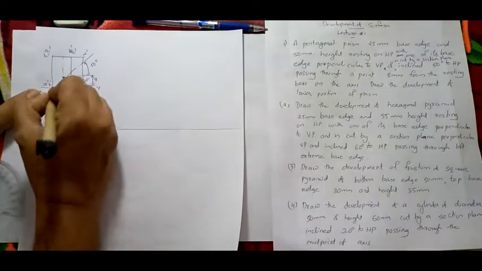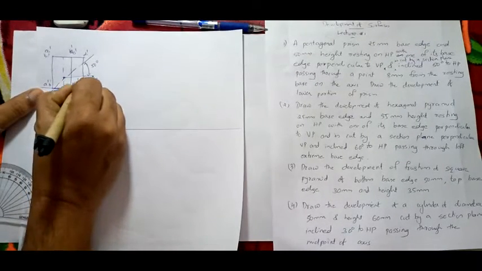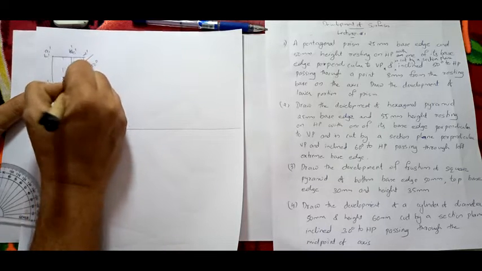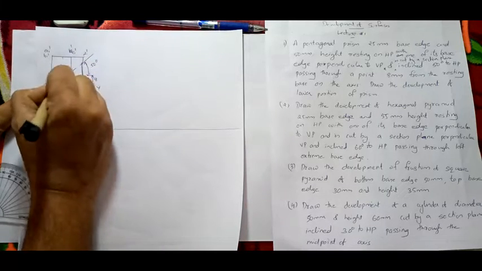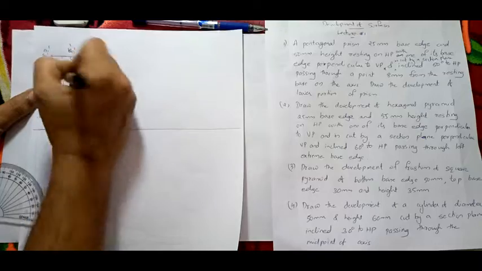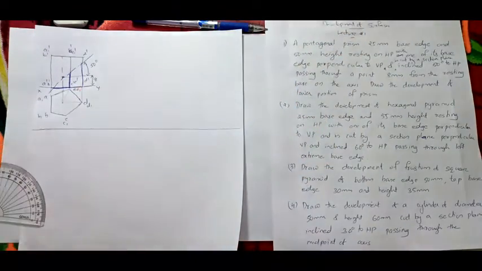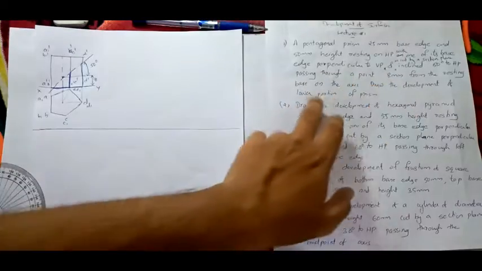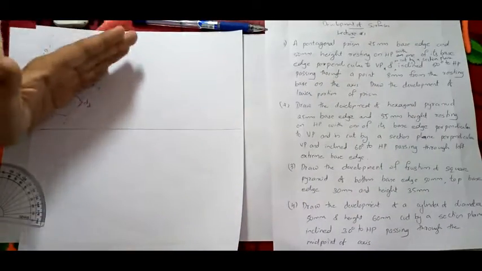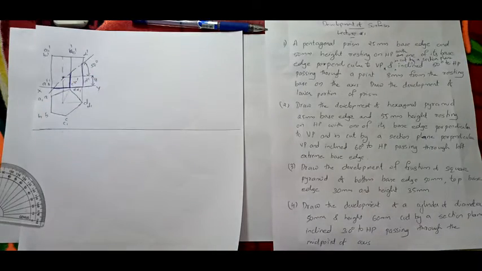Now, while drawing, keep in mind that these portions will be darker and this will be light lines. Why we are cutting? They have asked why. I am telling you next. Draw the development of the lower portion of the prism. We have to draw the development of this lower portion.